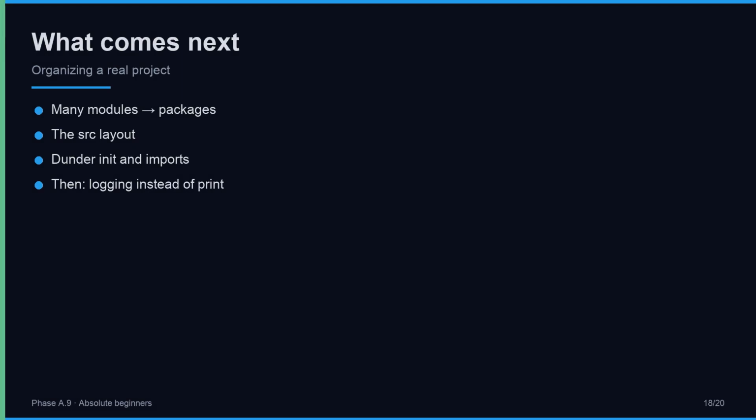Next lesson we step up to project organization. When your project has many modules, you group them into folders called packages. You meet the __init__ file that marks a folder as a package, and the src layout, which is the standard way to keep your source code and your tests cleanly separated. After that, we replace print with the logging module, so your programs can report problems at different severity levels.